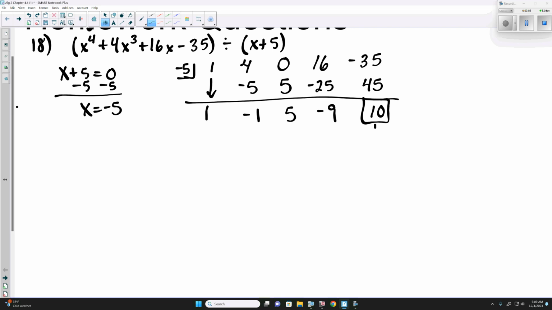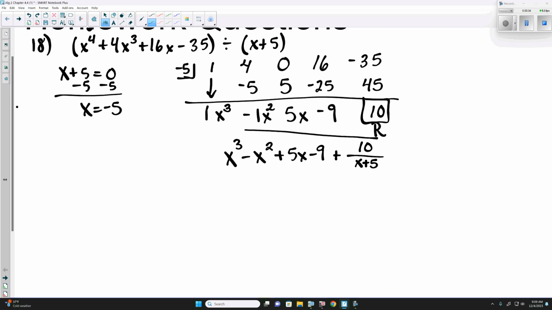We put a box around the last one because it is our remainder. The -9 will be our term without a variable. 5 will be the term with x. -1 will be the term with x squared. And 1 will be the term with x cubed. So our final answer is x cubed minus x squared plus 5x minus 9, plus 10 divided by our x plus 5. And that would be our final answer.